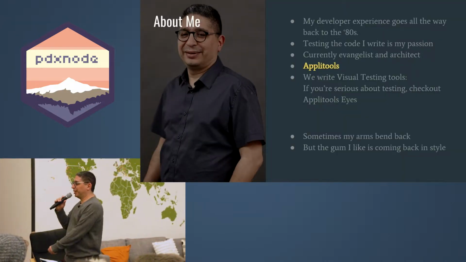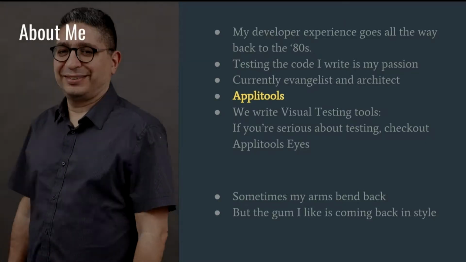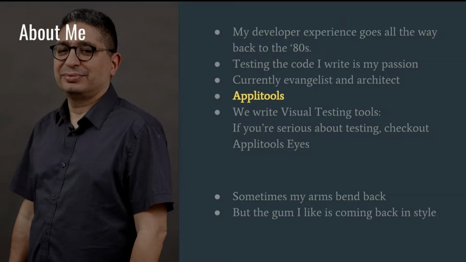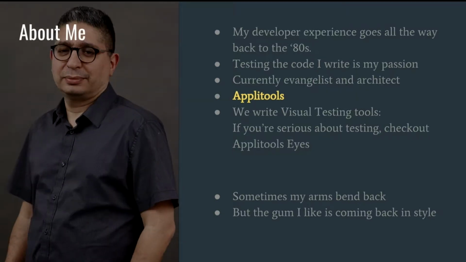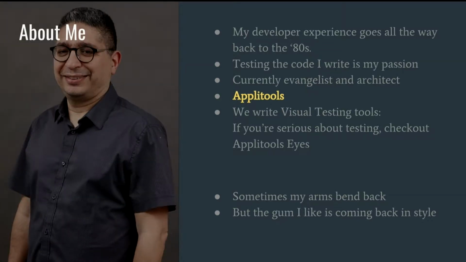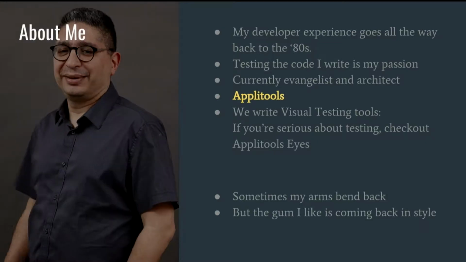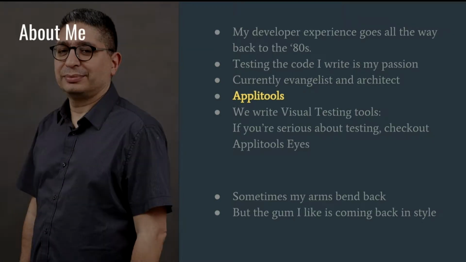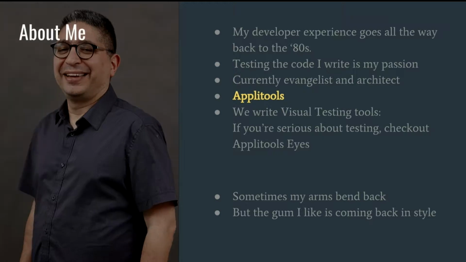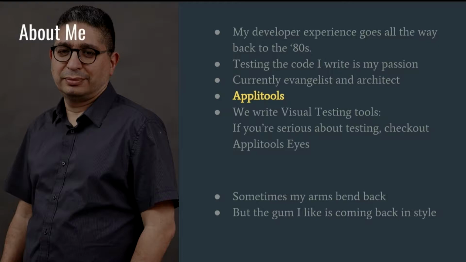So hi, I'm Gil. I'm old. I go back to the 80s. I used to write assembly code in DOS, if somebody remembers that. Somewhere around 2000, I found that the best way to write good code was to test it, to write code that tests it. And so testing code is my passion, which is why when I went to a job interview at Applitools, I was like, this is what I want to do, because Applitools writes testing tools for developers.